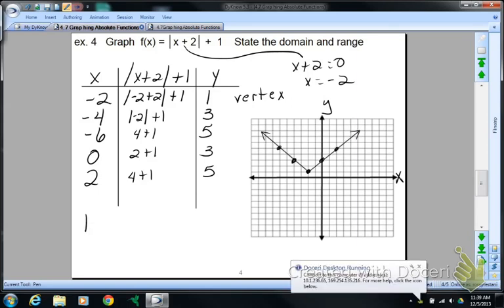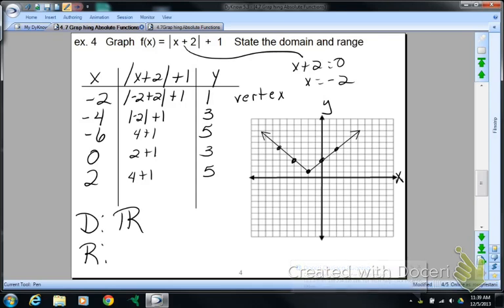So what's the domain, class? All real numbers. Now the range is going to be a little different, because where's the vertex? The vertex is right here. So it's all numbers that are greater than or equal to the y value of the vertex. So what is the range? y is greater than or equal to 1. Do y'all agree with that?